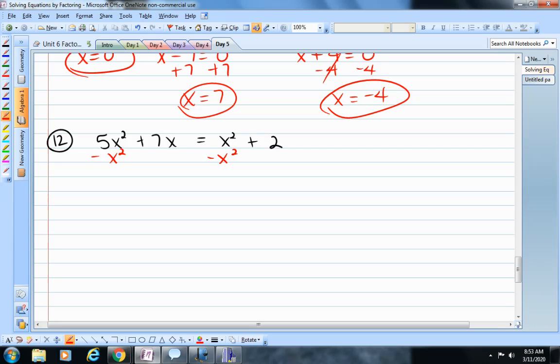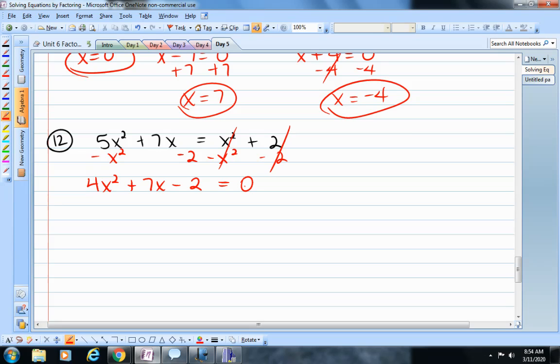All right, and now what? I subtracted the x squared. Now what do I need to do? Where do I put it? Does it have a like term, buddy? No, but it's a constant, so it's going to go in the back. Okay. So what is 5x squared minus 1x squared? Minus 2 equals 0. And now we're equal to 0, so we can start factoring.